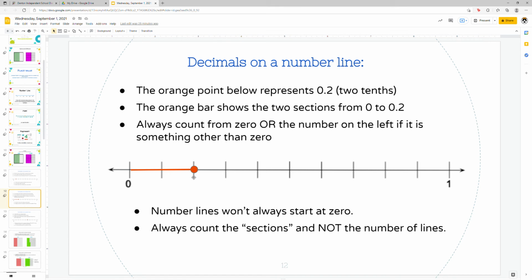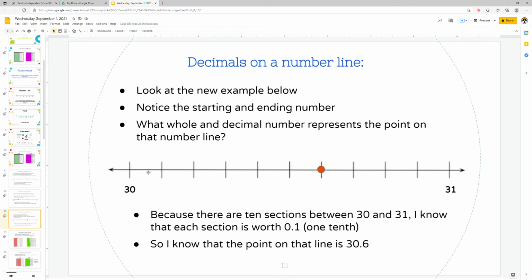So that orange point below on this example here represents 0 decimal point 2 or 2 tenths. The orange bar I've added on there just shows the two sections that it is encompassing. So if I've got this point on the number line, I'm talking about the space between 0 and that point. So I've got 1, 2, right? I'm at 2 tenths because this number line goes from 0 to 1 and there are 10 sections and I'm representing 2 of them. Always count from 0 or the number on the left if it's not 0. Number lines won't always start at 0. Always count the sections and not the number of lines.